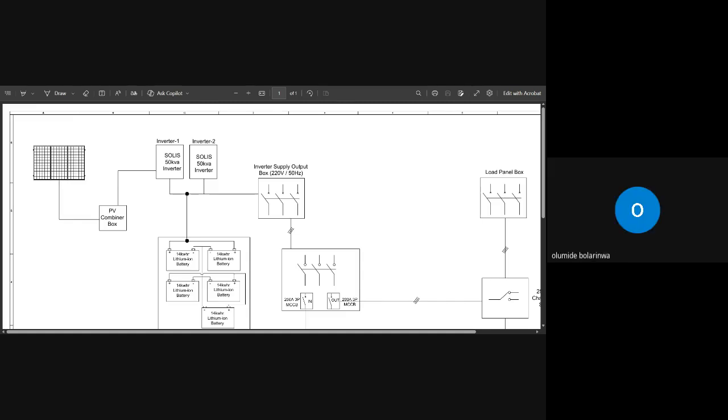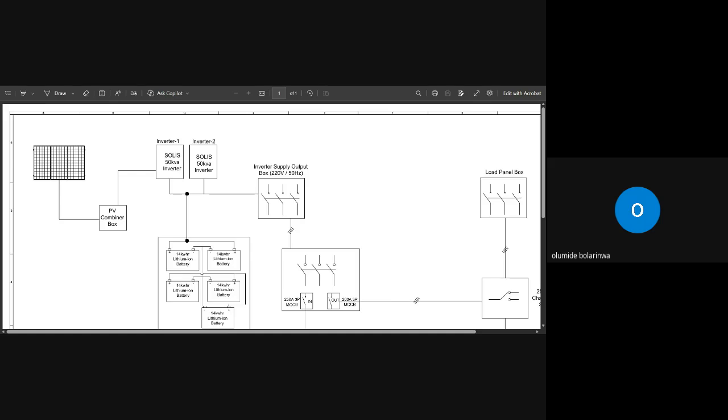Now, let's not forget that 1000 watts equates to 1 kilovolt-ampere, 1 kVA. Now, we have this solar panel. What's the rating of this solar panel? This solar panel, what's the rating of this solar panel now?